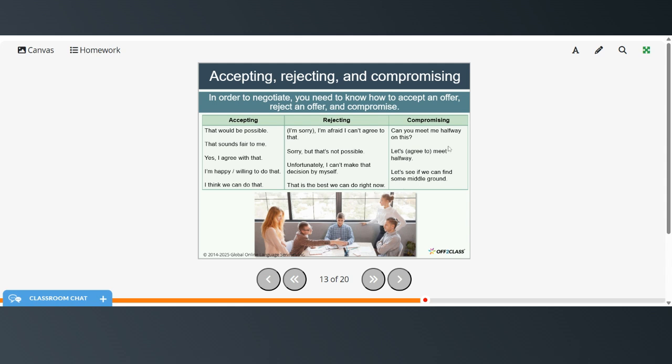Compromising: can you meet me halfway on this? Let's agree to meet halfway. Let's see if we can find some middle ground.